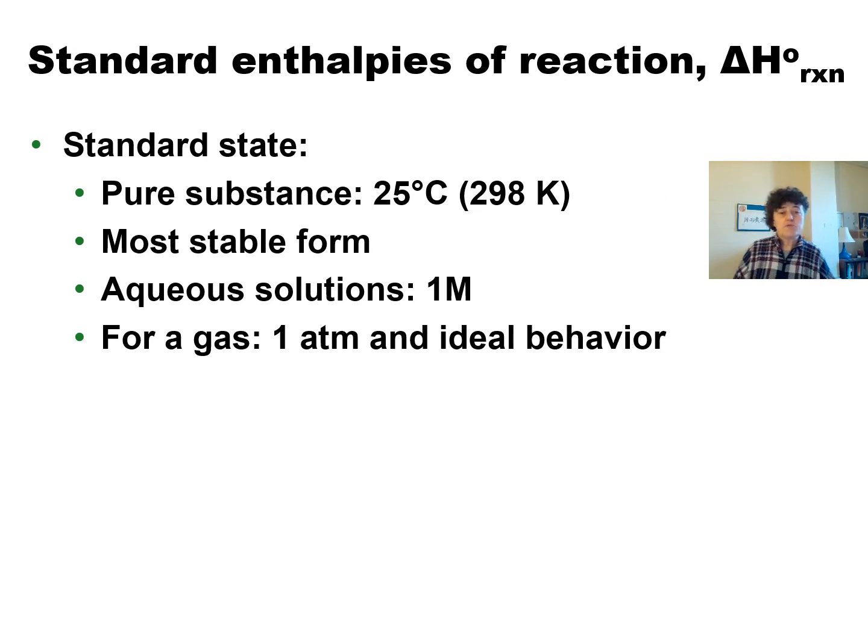The substance should be present in its most stable form. So, for example, for water, the most stable form at 25 Celsius is liquid, not ice. For, let's say, ozone and oxygen, oxygen is the most stable form of the element. So, if we have allotropes, you need to pick the most stable of the allotropes. If we have a solution, the concentration should be 1 molar. That's kind of a relatively high concentration.